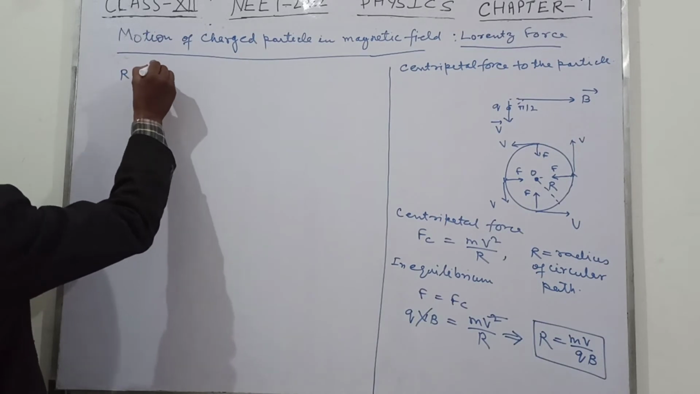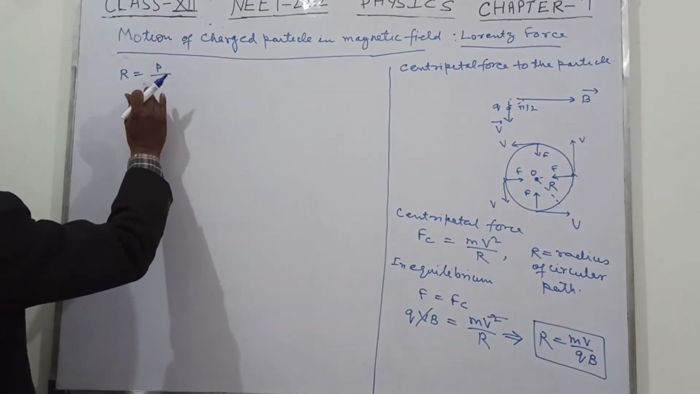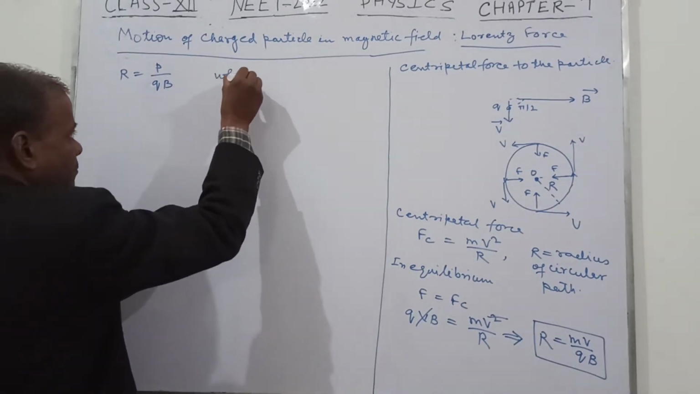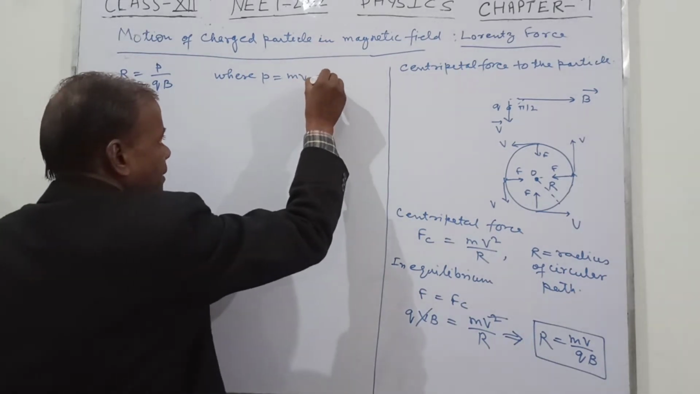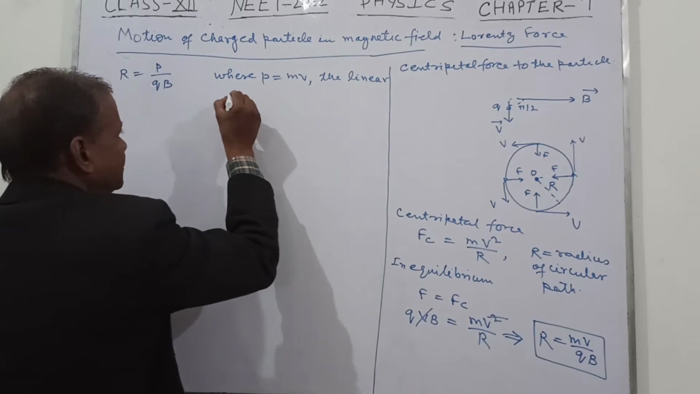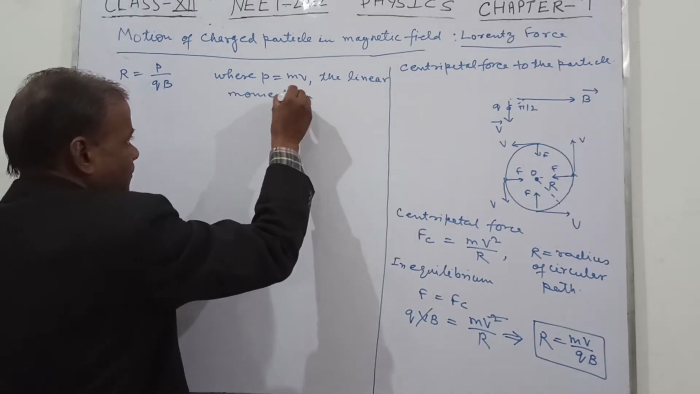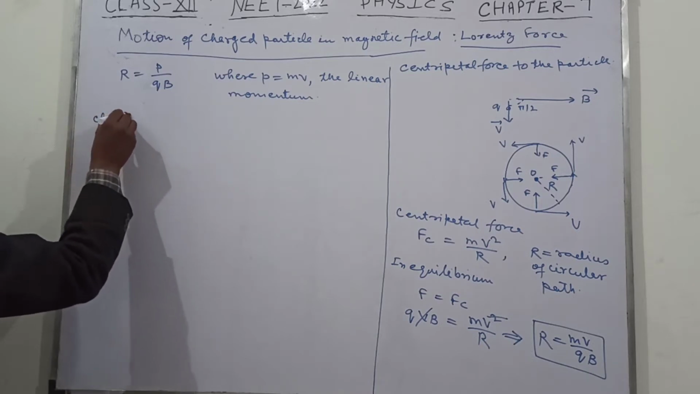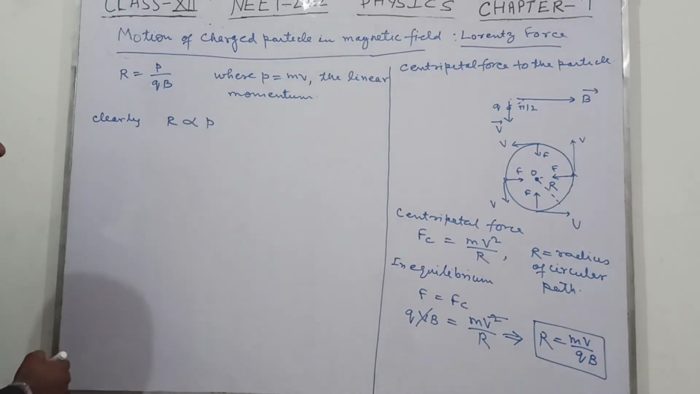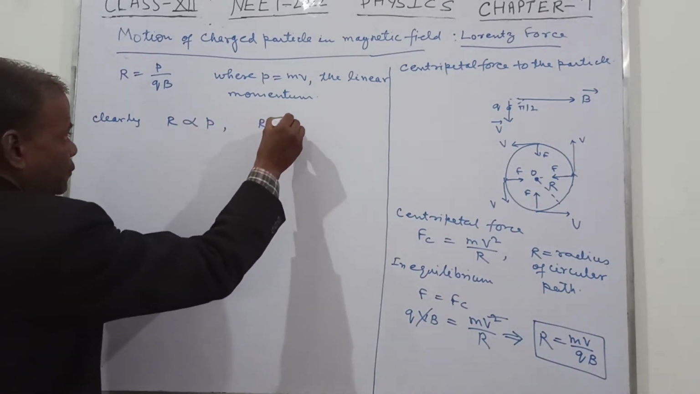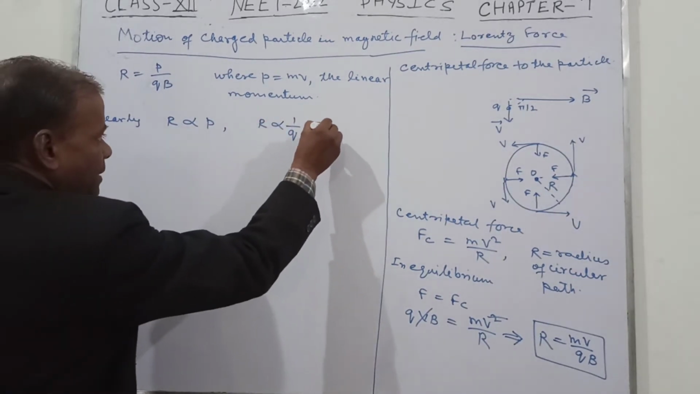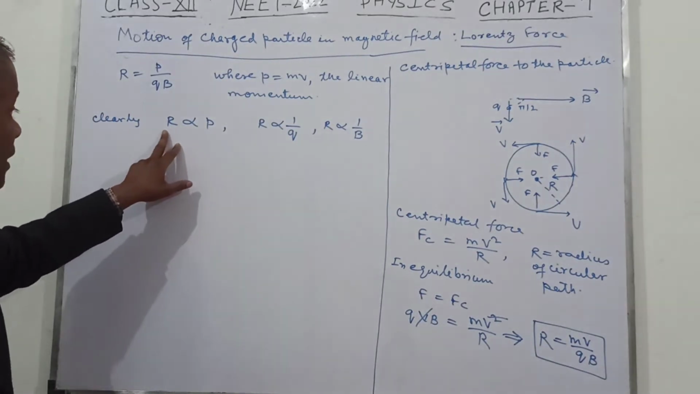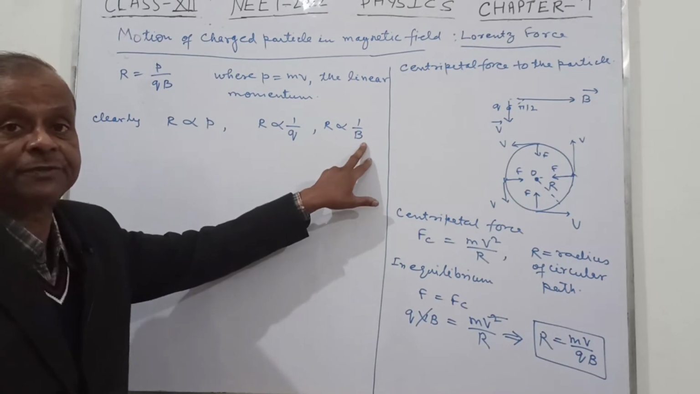So R equal to P upon qB, where P equal to mv, the linear momentum. So what we have? Clearly, this R is proportional to P, and this R is proportional to 1 upon q, and this R is proportional to 1 upon B. So these are the three factors upon which this radius depends. So for larger value of this R, P must be larger, q must be small, B must be small.